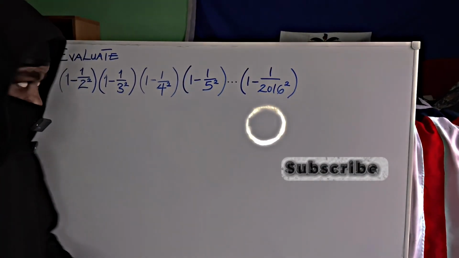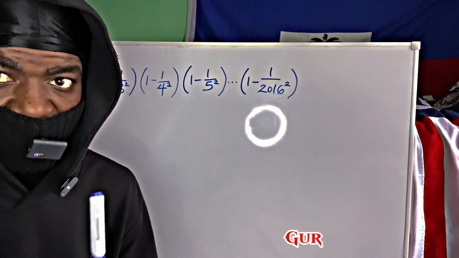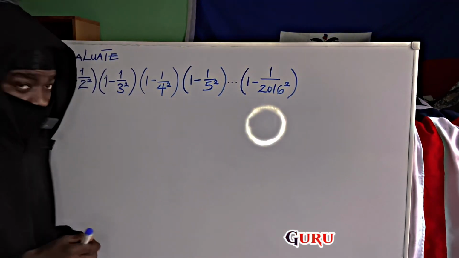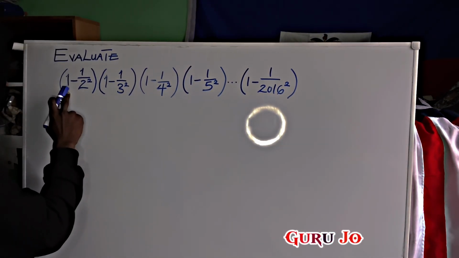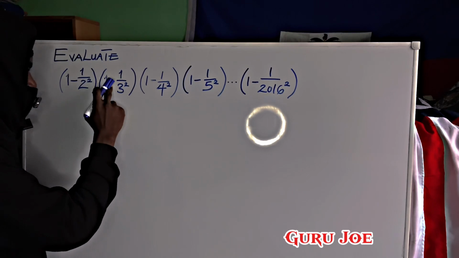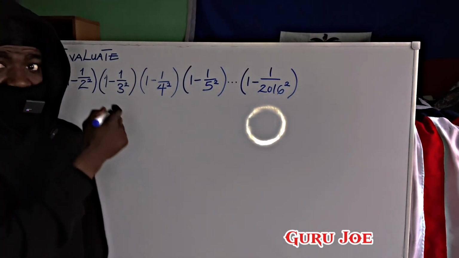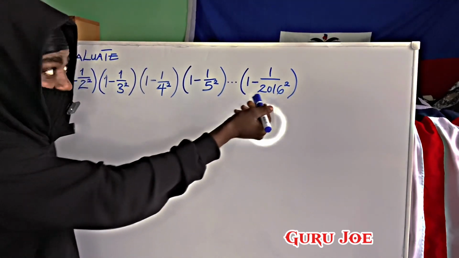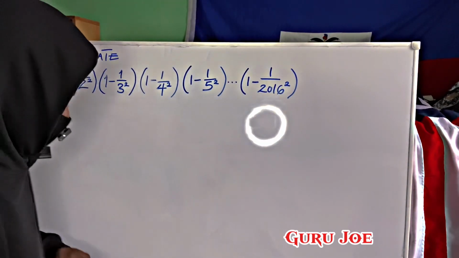So guys, we are going to be solving today's question with speed. The question says that we should evaluate this complex product, that is (1 − 1/2²) multiplied by (1 − 1/3²), (1 − 1/4²), and so on up to our last term, which is (1 − 1/2016²).